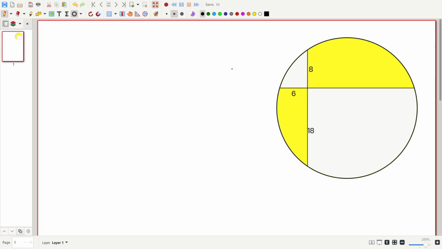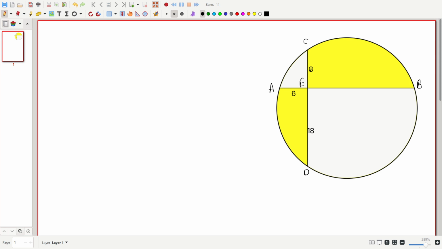So let's write some names so it will be easier to identify. This is point A, this is point C, this is point E, this is point B and this is point D. Just know that this diagram is not drawn to scale. So if you are thinking that you will measure with your scale, no, it is not going to work.